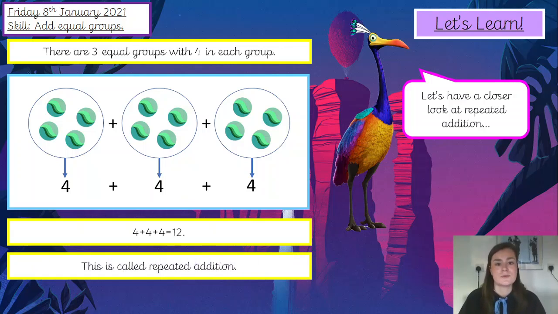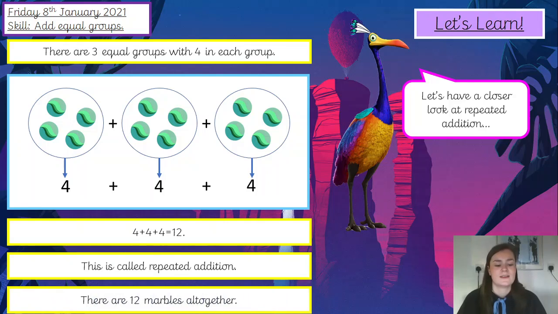This is called repeated addition. Again, have a go at saying that one. Repeated addition. Good job. So in total, there are 12 marbles. There are 12 marbles all together.